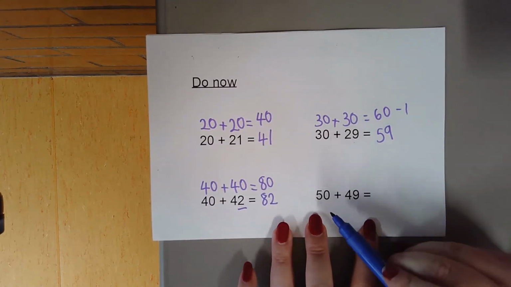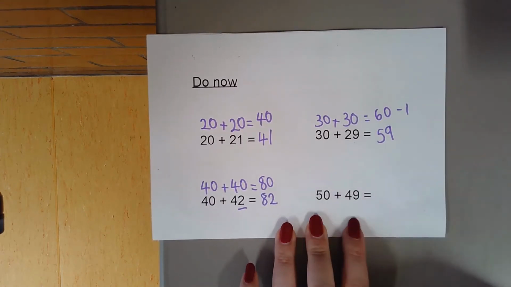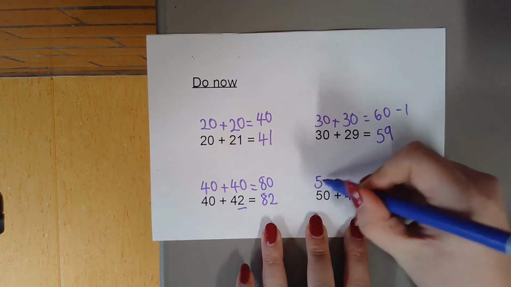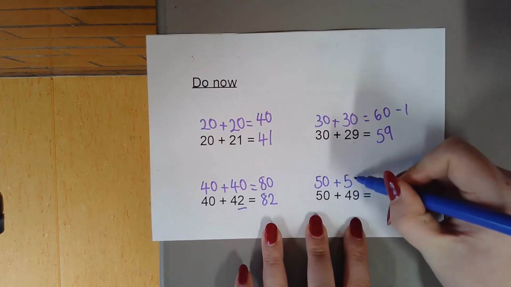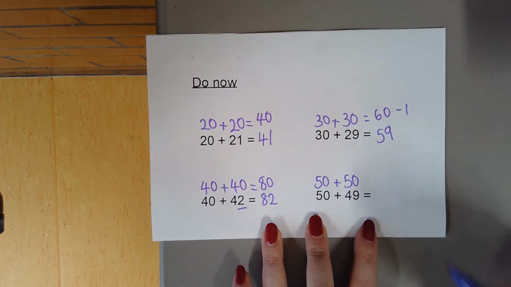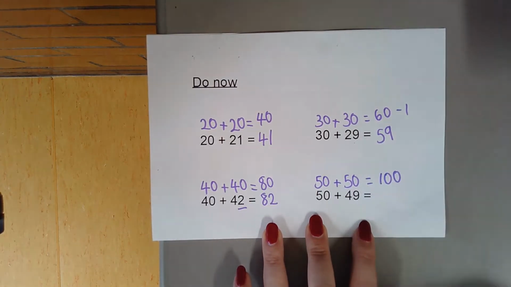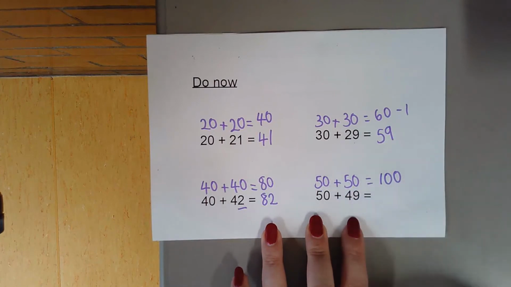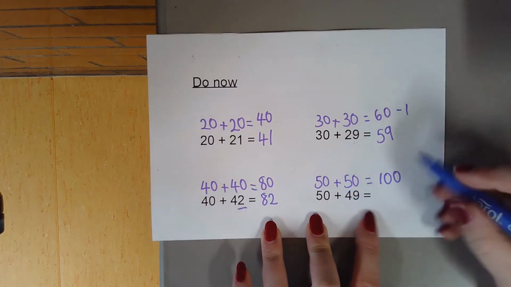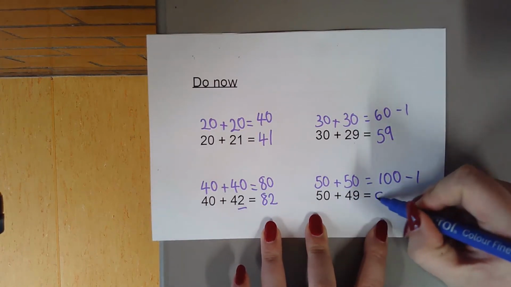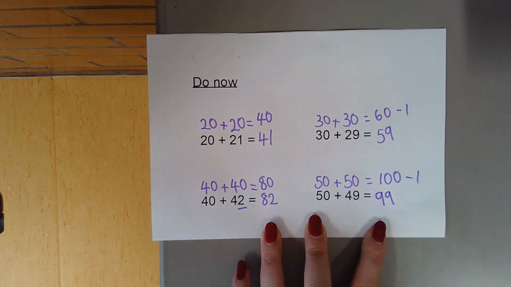Last one. 50 add 49. 49 is nearly the same as 50. If I know 5 add 5 equals 10, then I know 50 add 50 equals 100. But I didn't want to add 50 add 50. I need to remove 1. 100 take away 1 equals 99. Well done. Let's get learning.